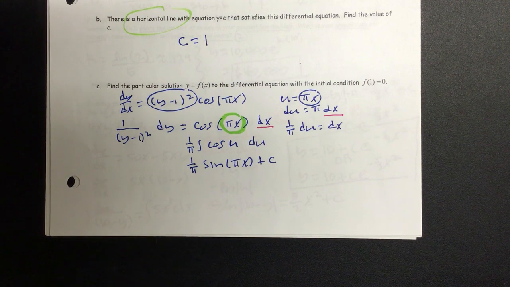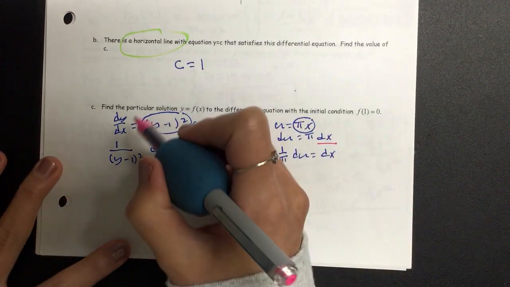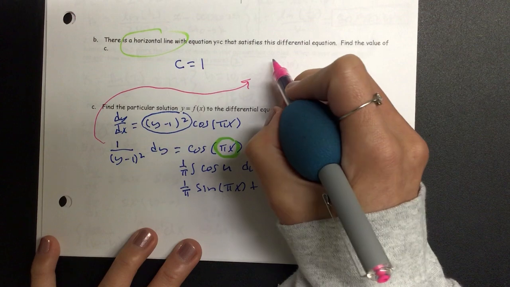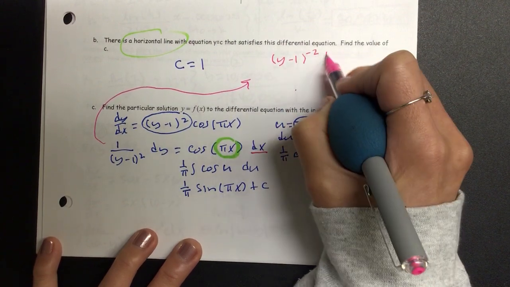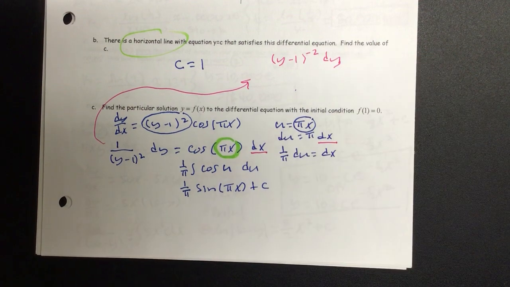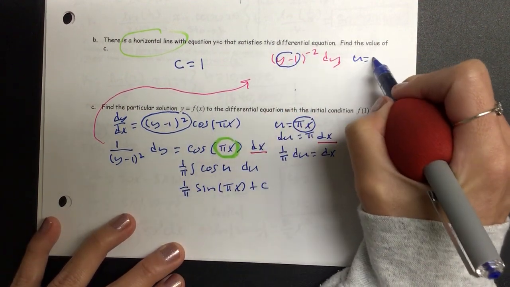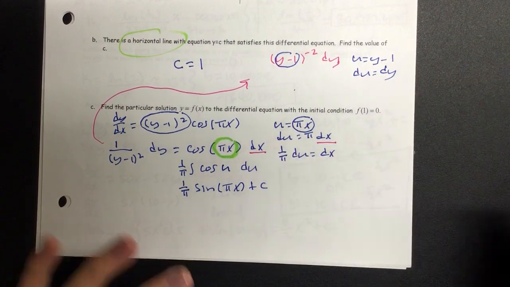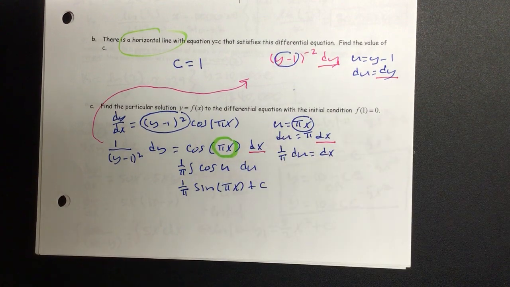Now let's worry about the left side. On my left side, I'm going to use this room over here. Y'all might not need it. I do. So we have (y minus 1) to the negative 2 dy. And we're going to let u equal this guy right here, and du is equal to dy. And what's nice is, do I have what I want already on there? I don't need to kick out anything.